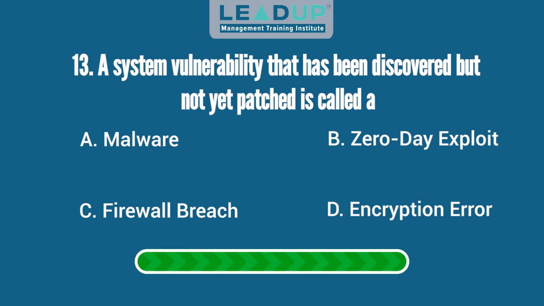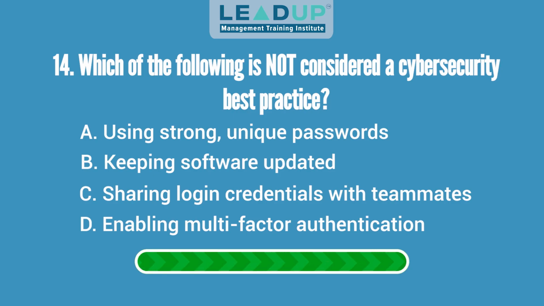Question 13. A system vulnerability that has been discovered but not yet patched is called A. Malware. B. Zero-day exploit. C. Firewall breach. And D. Encryption error. Answer: zero-day exploit.